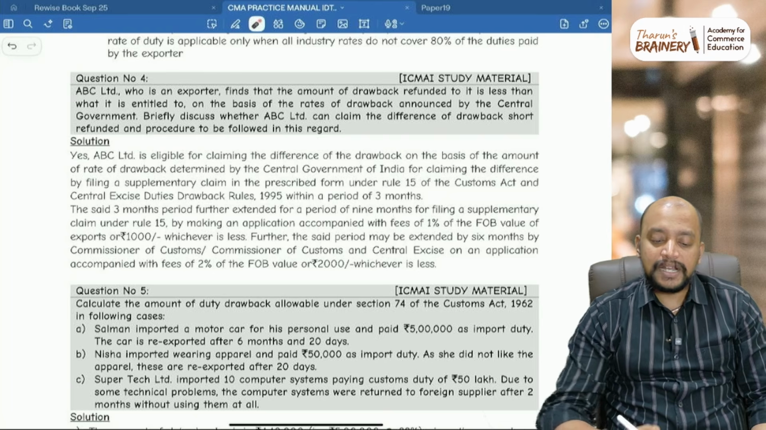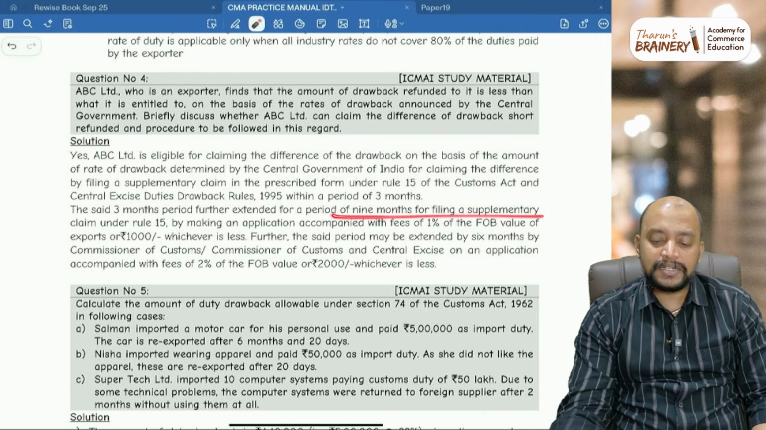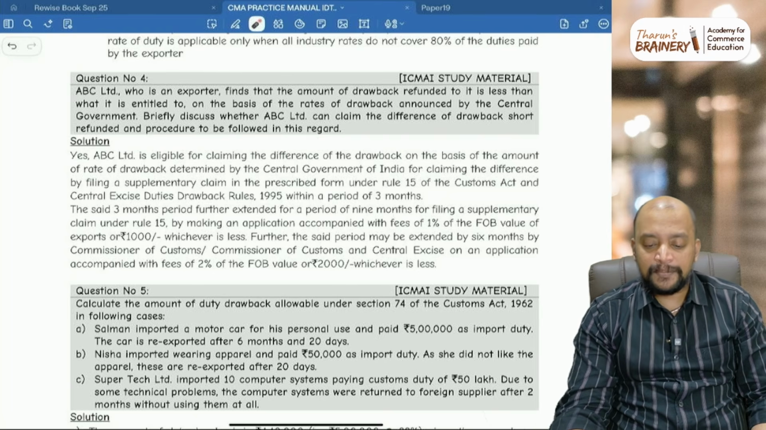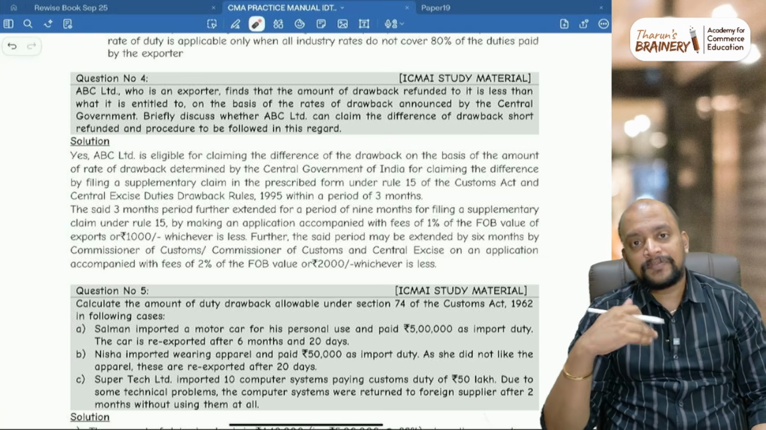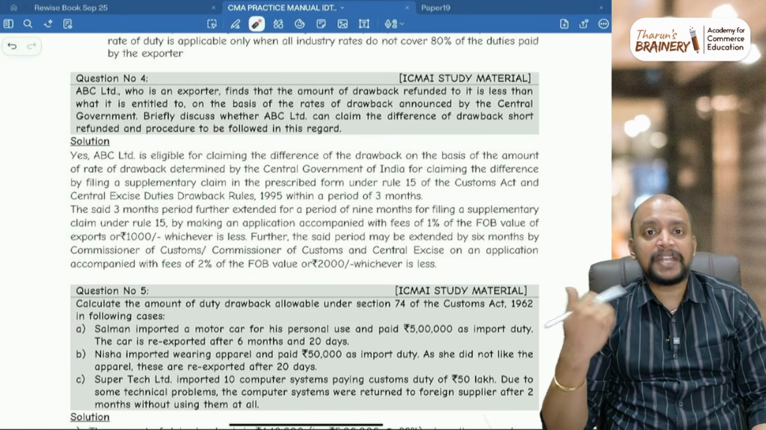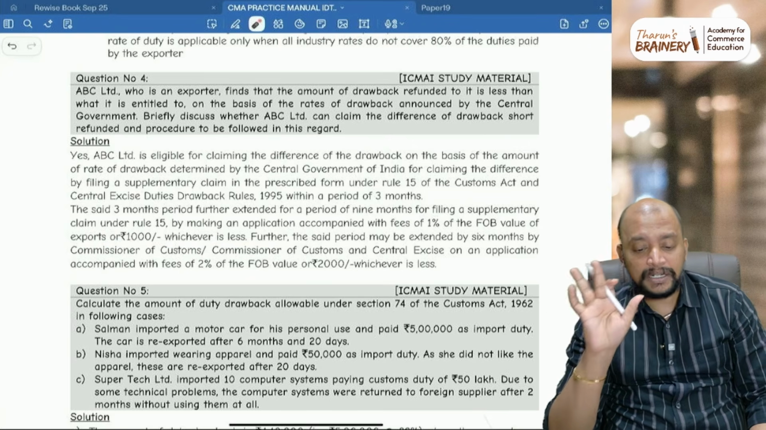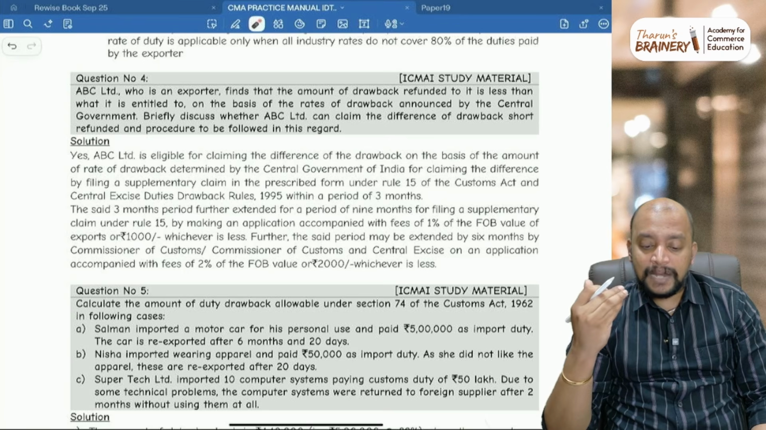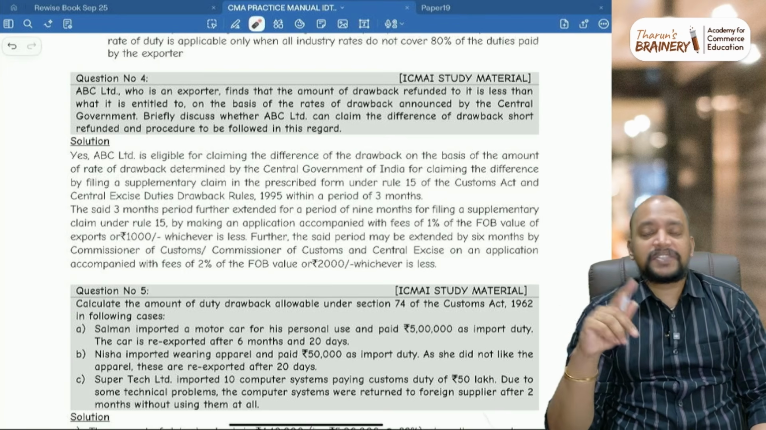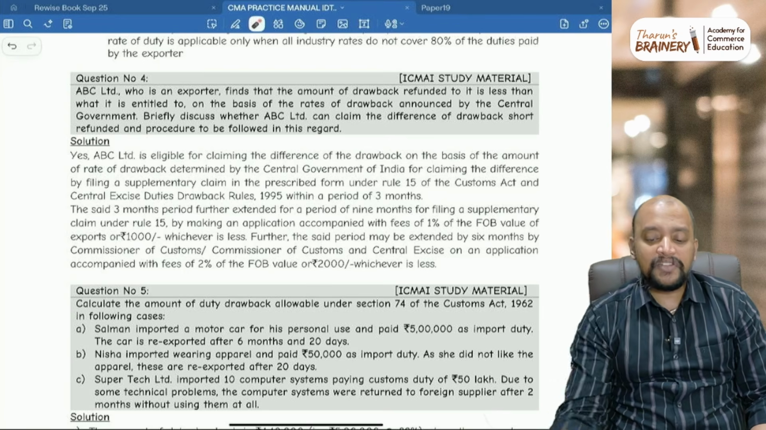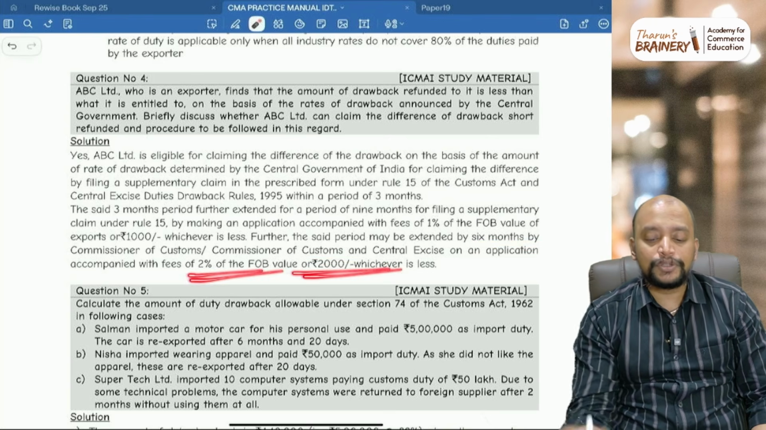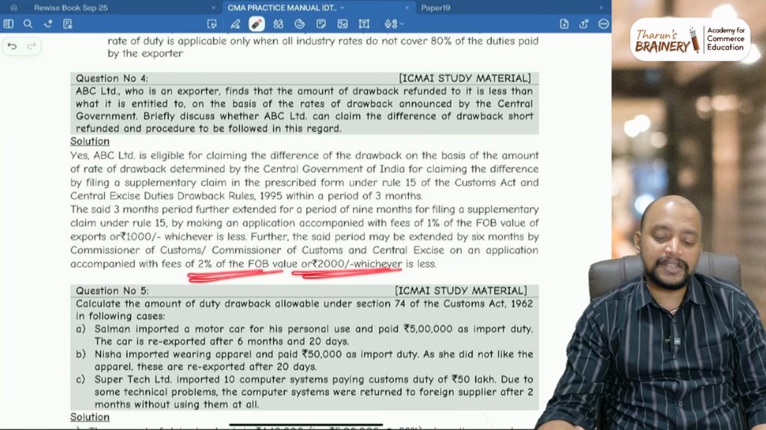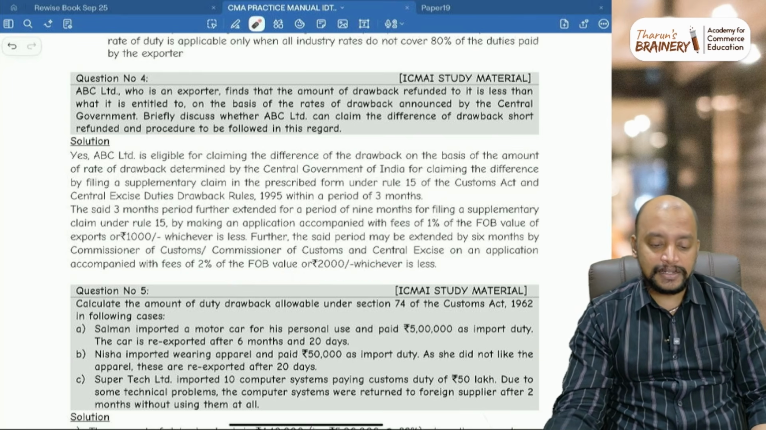And this 3 months can be extended for a further period of 9 months for filing a supplementary claim with the accompanying fee of 1% of FOB of exports or 1000, whichever is less. So they have to pay that fee for extension. Normal time limit is 3 months, and it can be extended for a further period of 9 months. Thereafter, the extension is 6 months with a fee of 2% of FOB or 2000, whichever is less. So it's a theory question. This can be asked like this.